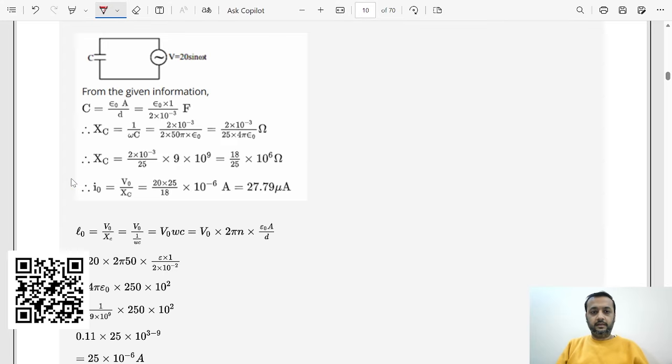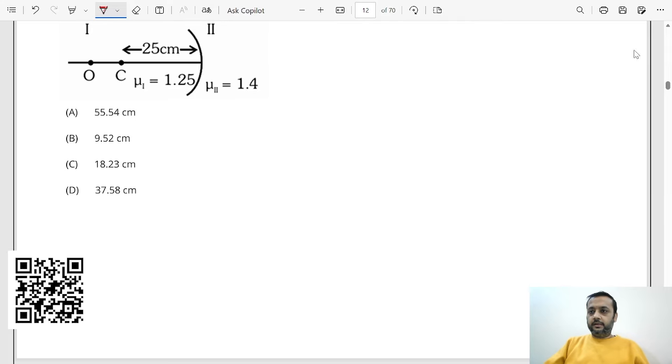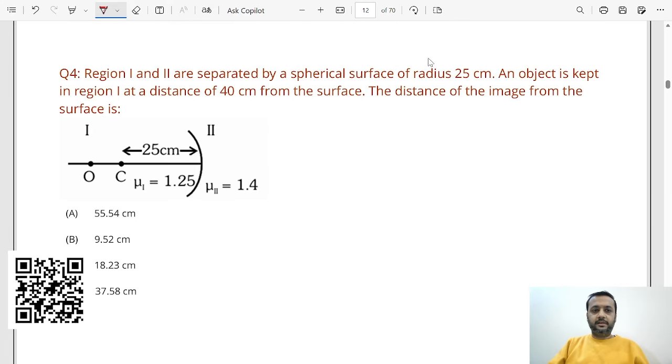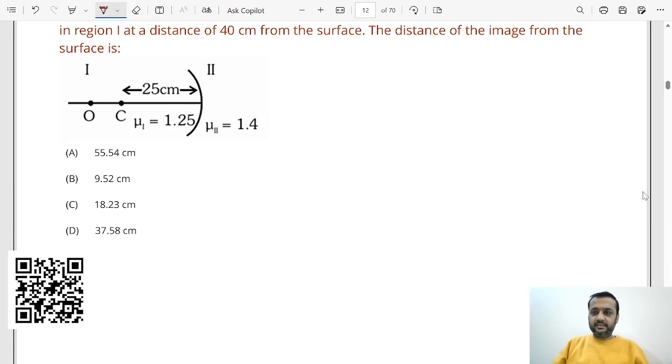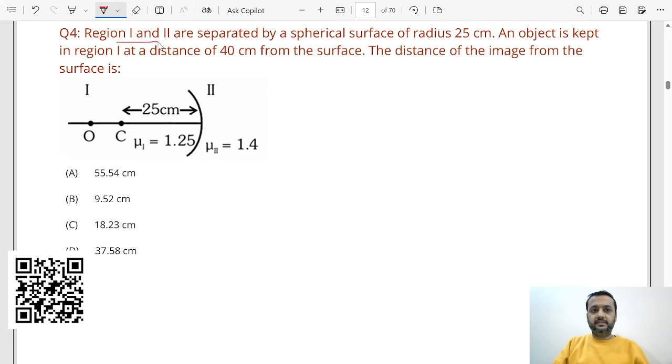Let us see the next one. Here basically you have a region 1 and region 2. So this is region 1 and this is region 2. They are separated by a spherical surface of radius 25 centimeters. An object is kept in region 1 at a distance of 40 centimeter from the surface. So here we have kept an object, and this distance is 40 centimeters.